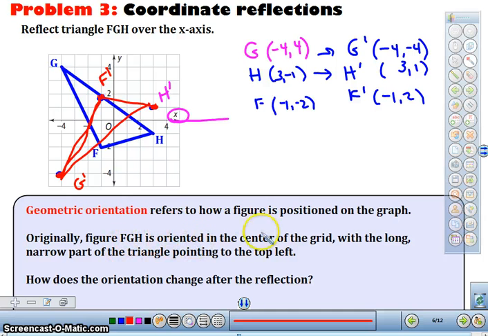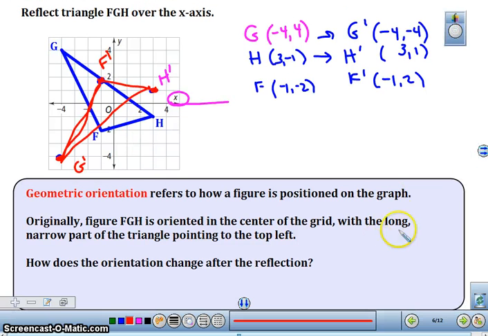So we're thinking of going our orientation. Remember we talked about orientation the other day in class. The orientation going from F to G to H is going like this. So we would say that that is clockwise orientation. And it says, how does this orientation change after the reflection?